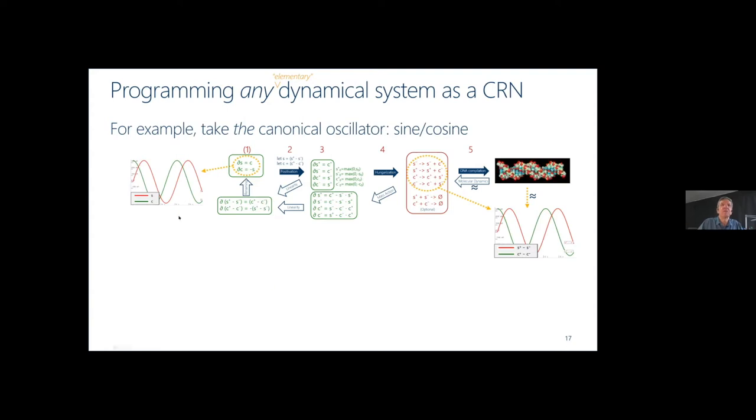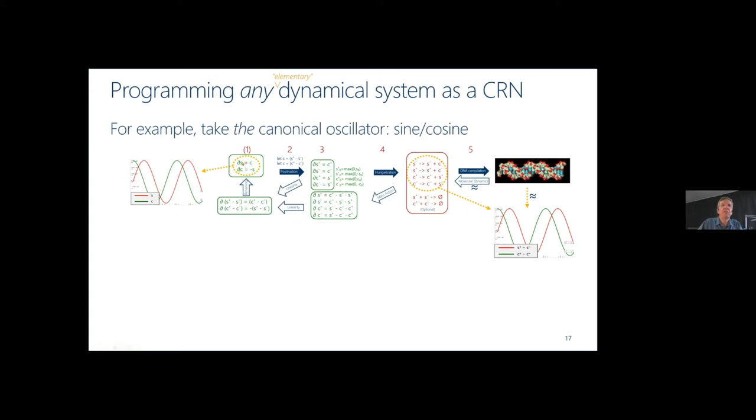Okay, so for example, let's look at the typical oscillator, sine, cosine. This can be written as two differential equations, these two, sine and cosine. The problem here is that the oscillator, like sine and cosine, goes negative. So we cannot implement negative quantities with chemical species. They're always positive. So we need to find a way around that.